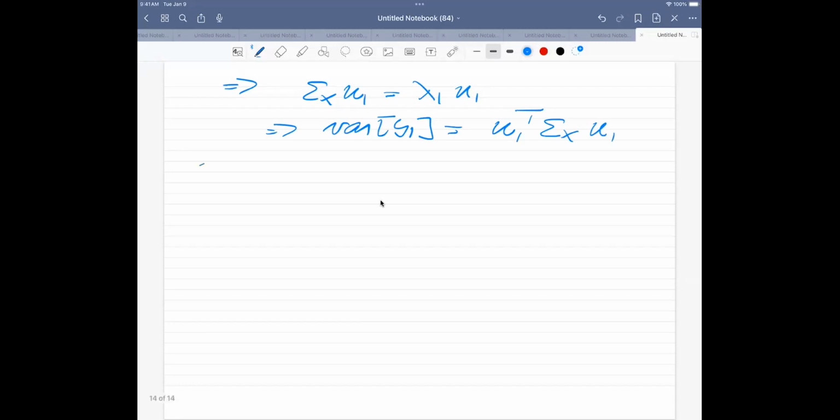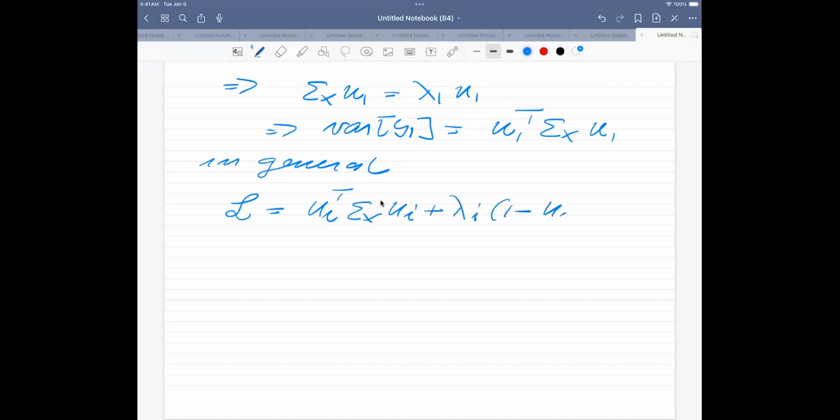So in general, what I end up with is the following equation, which I need to solve. I have u_i transpose times sigma x u_i, plus lambda_i times 1 minus u_i transpose u_i.